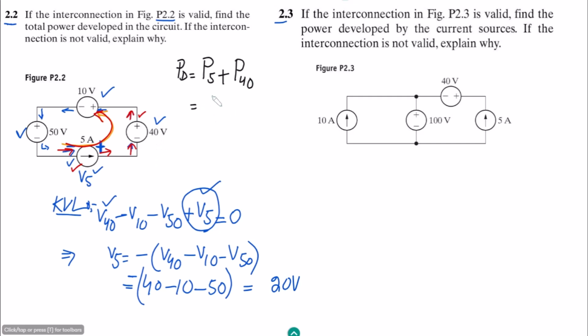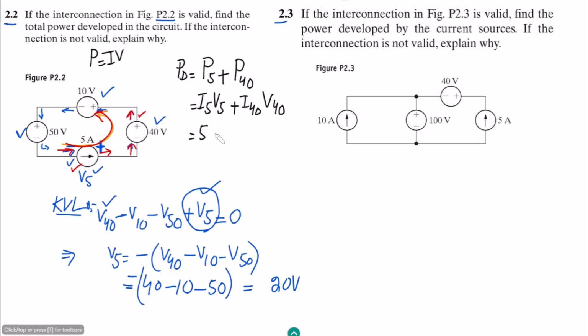Okay, so let me have the formula, and we know that P is equal to IV. Here I is I5, which is the current going through this source, and here this is V5. Similarly here we have I40 and V40 as well. In this series circuit we can clearly see that the current through all of these elements is the same, and that is 5 amperes.